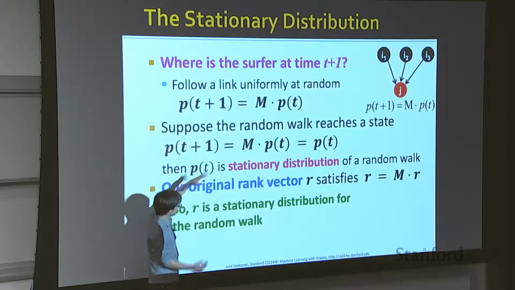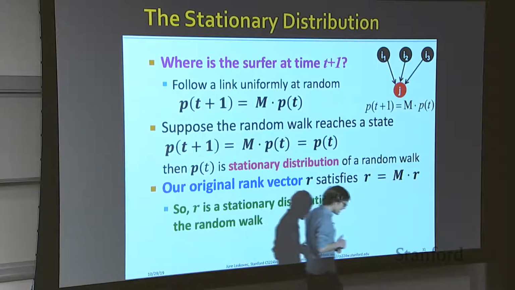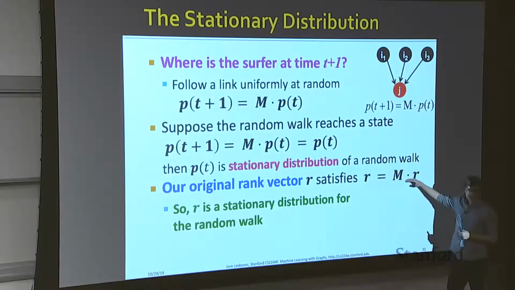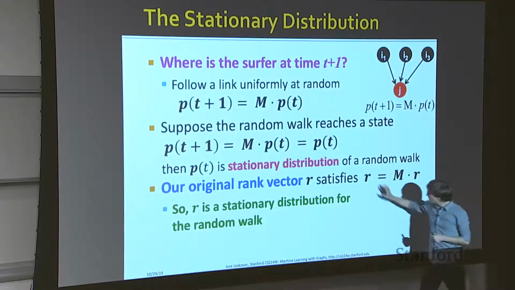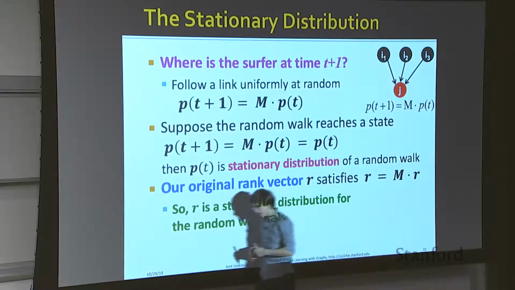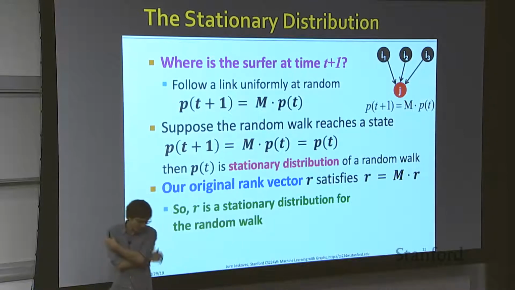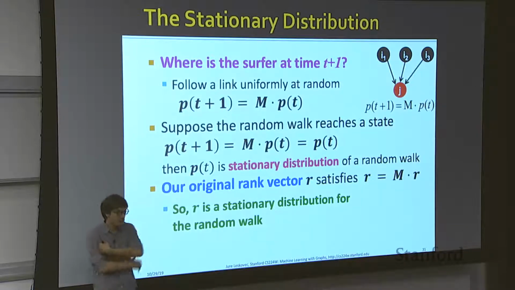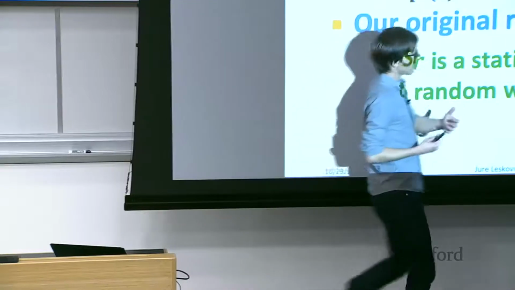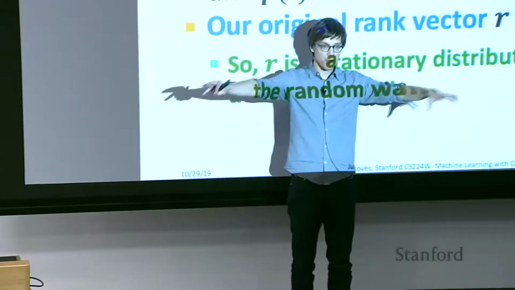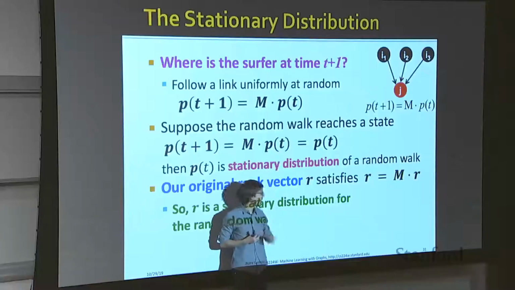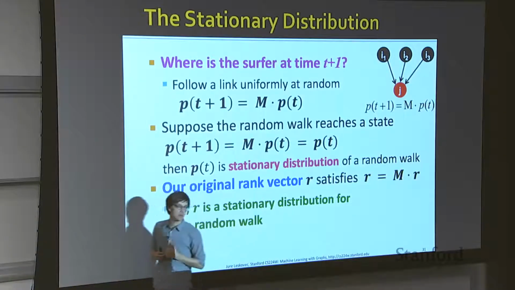Okay? So what did we say? What we are saying is that if I solve this r equals M times r, then essentially what the semantic meaning of this vector r is, is to say, let's take this random surfer, let's let the random surfer walk around infinitely long, and then I just ask, what is the probability distribution of where the surfer might be at some time t? And that is what the PageRank is measuring.